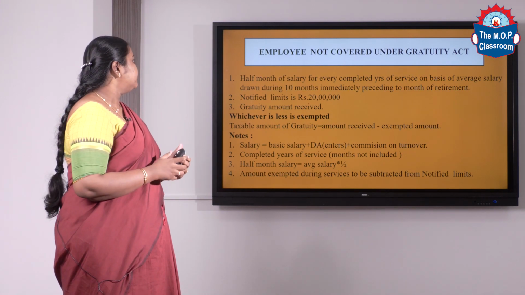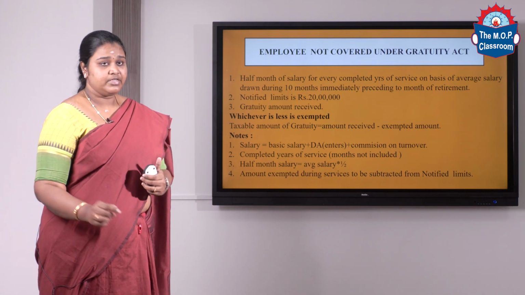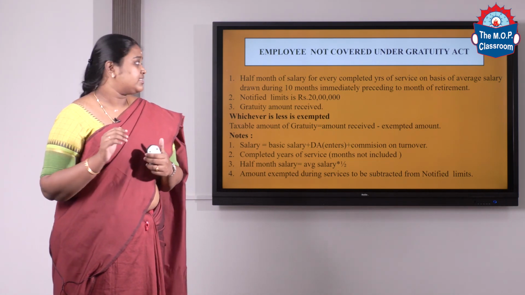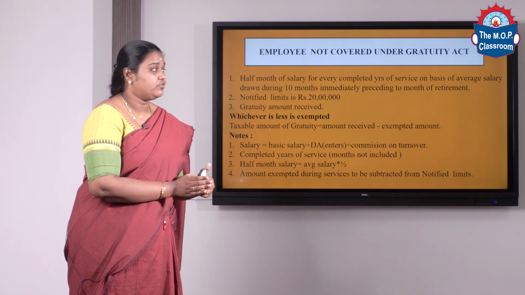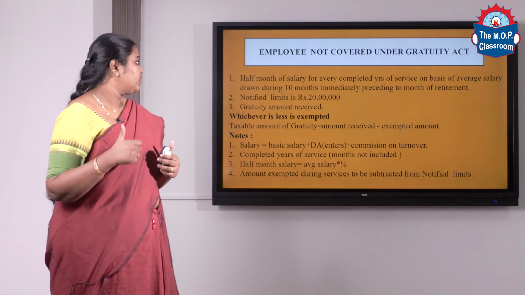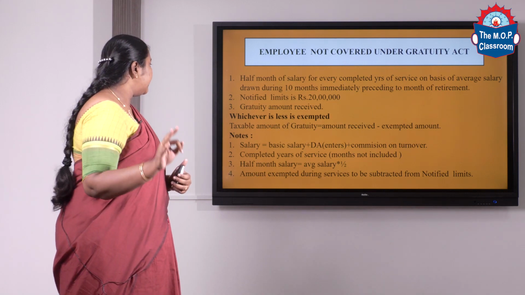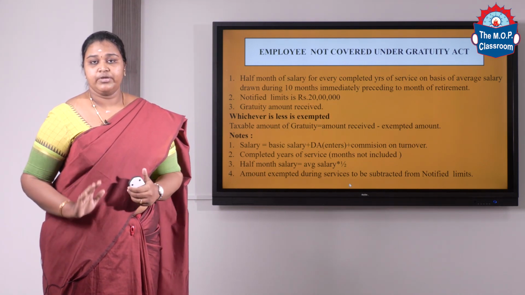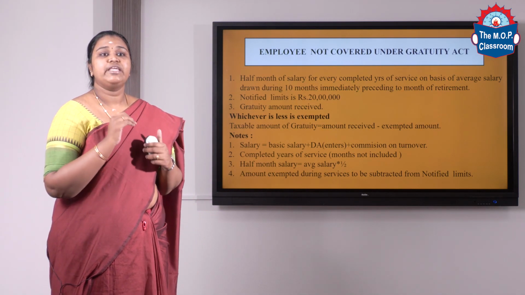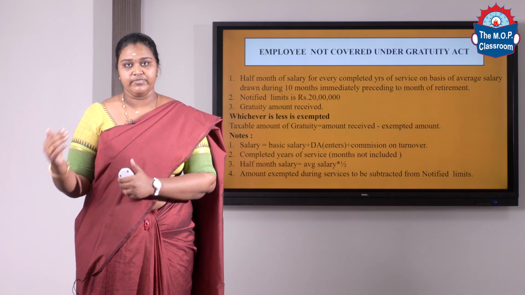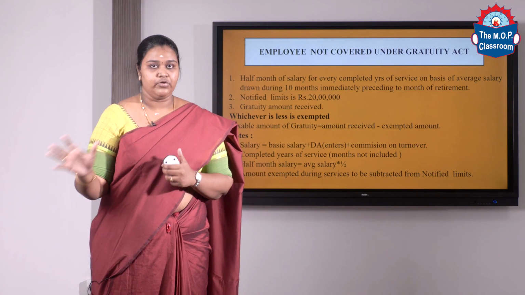Point number 1: half month of salary for every completed year of service, on the basis of average salary drawn during the 10 months immediately preceding the month of retirement. Point number 2: notified limit of rupees 20 lakhs. Point number 3: gratuity amount received. Out of the 3 provisions stated, the least will be exempted. Therefore, the taxable value of gratuity will be gratuity received minus the exempted amount.